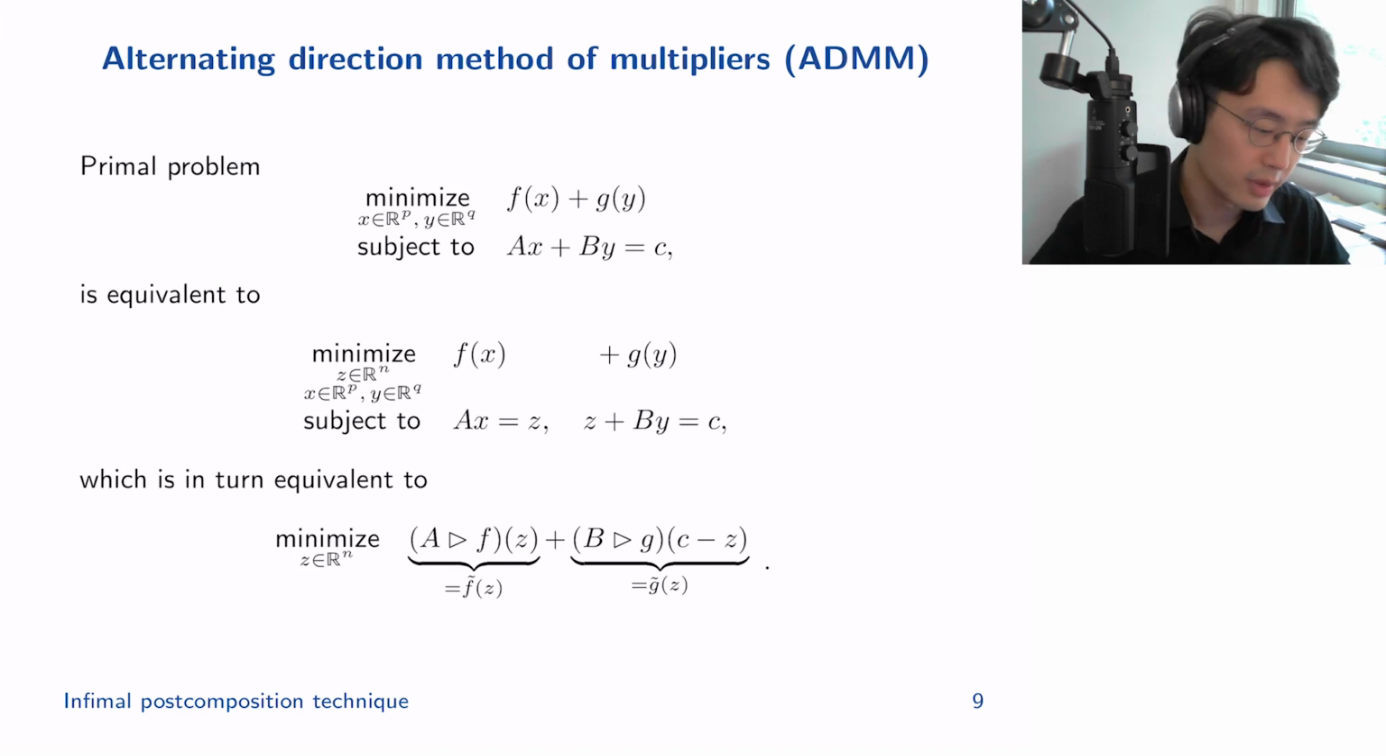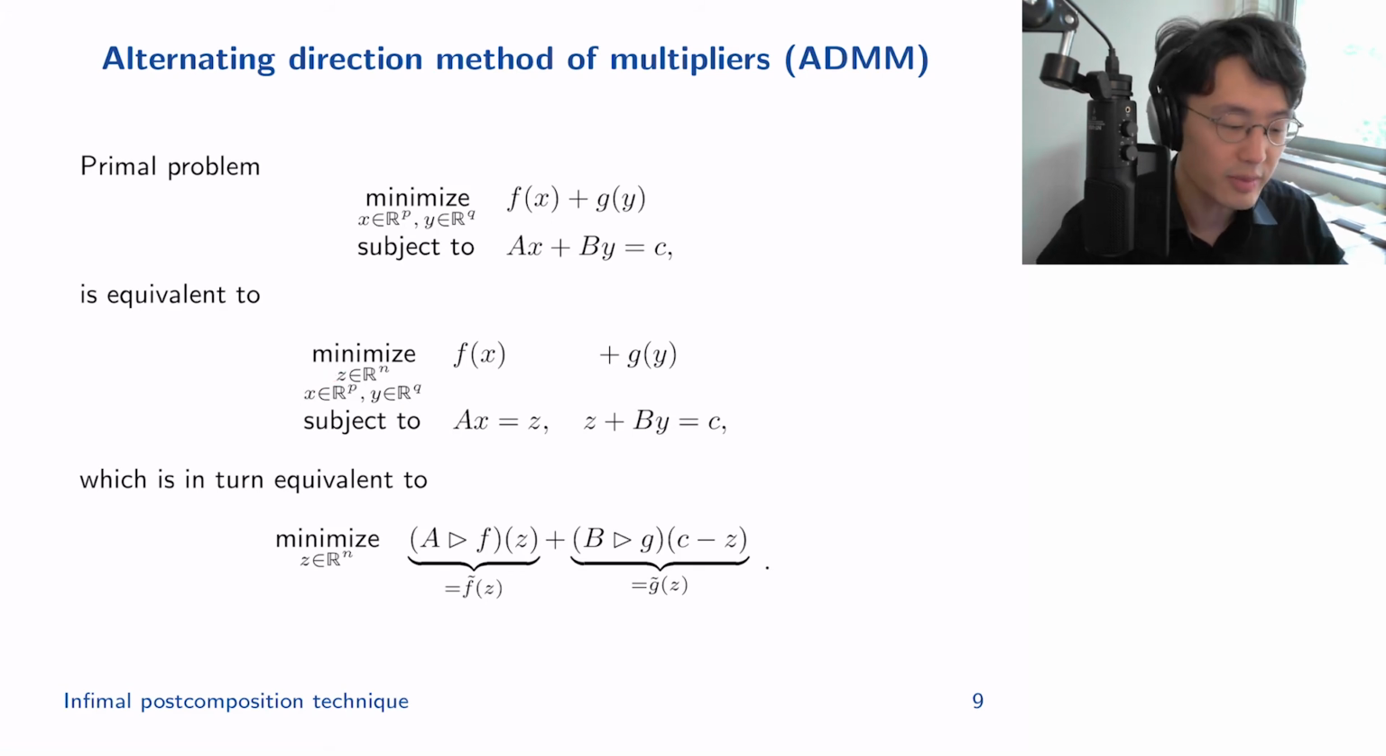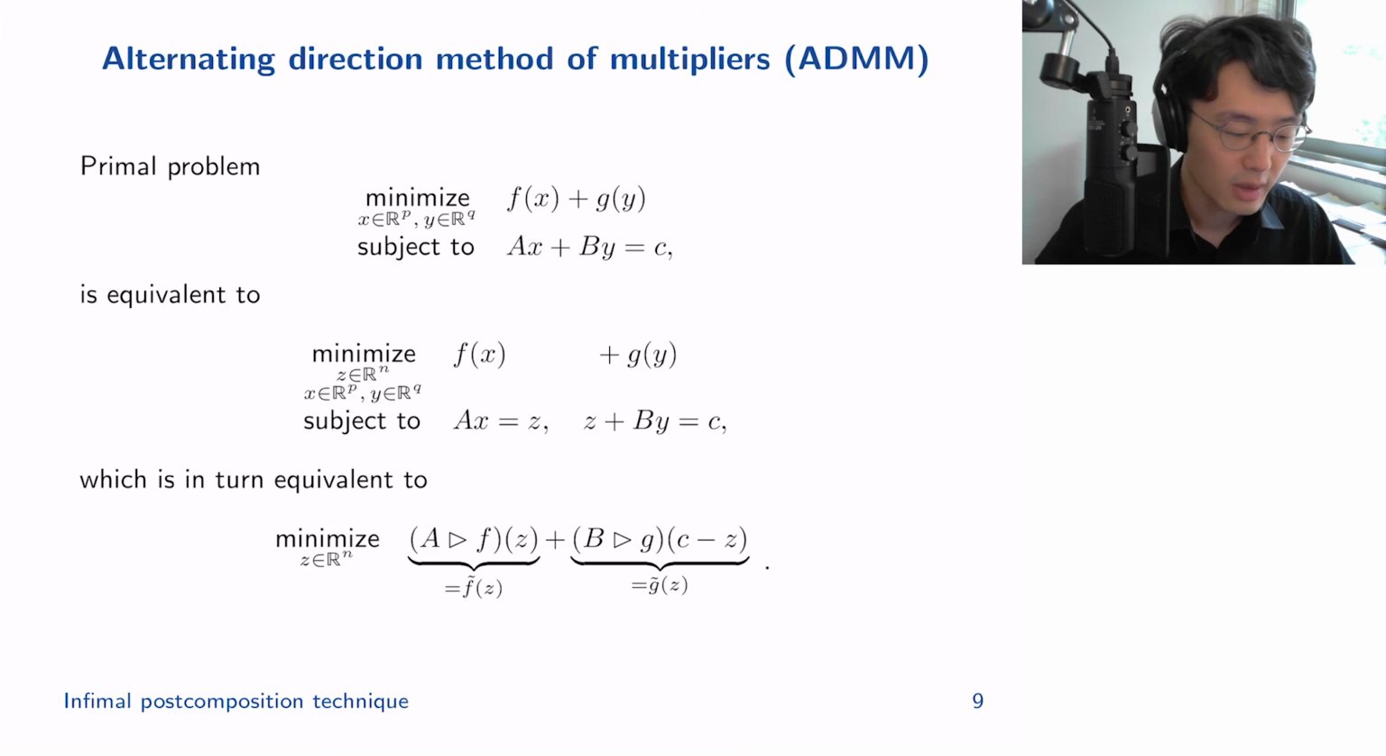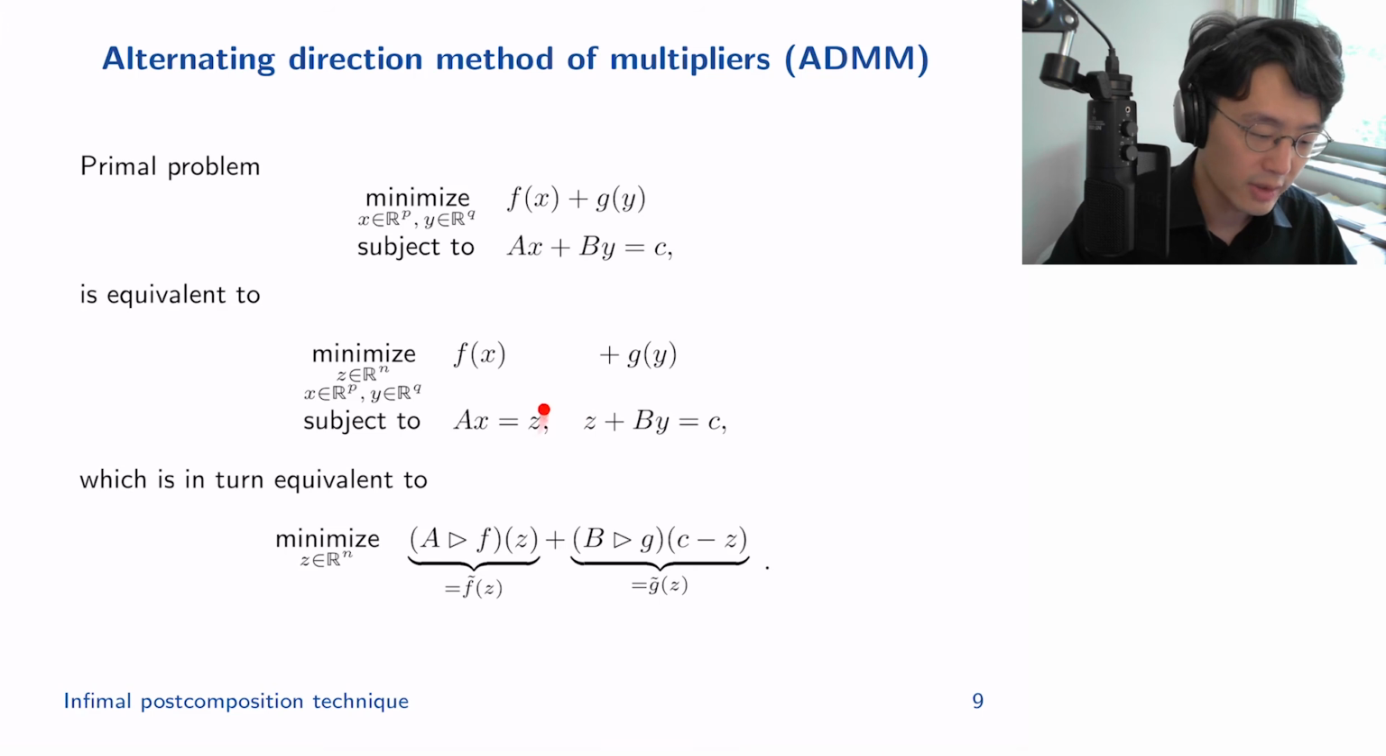Then in the next step, what we do is we minimize with respect to the x and the y variables while keeping the z variable as is. In this optimization problem, the only part that involves the x variable is this objective term and this linear equality constraint. And the only part that involves the y variable is this objective term and this linear equality constraint. So essentially, we can deal with this objective function and this linear equality constraint separate from the other parts. So once we do that, we get the Infimal postcomposition of f by A as a function of z.